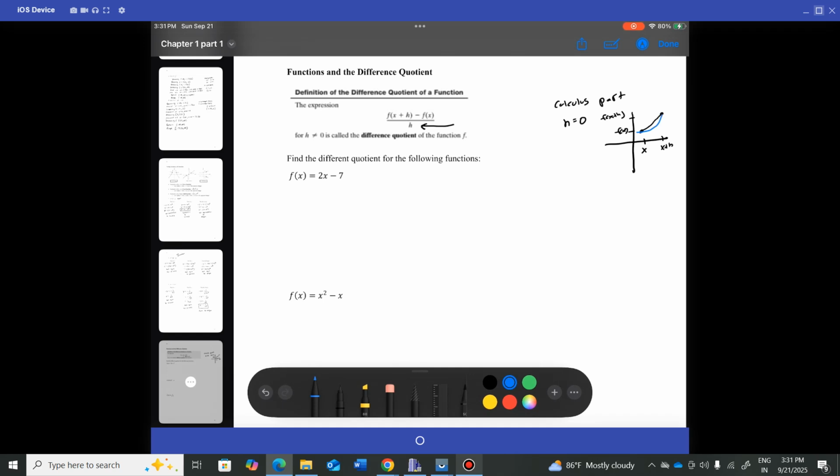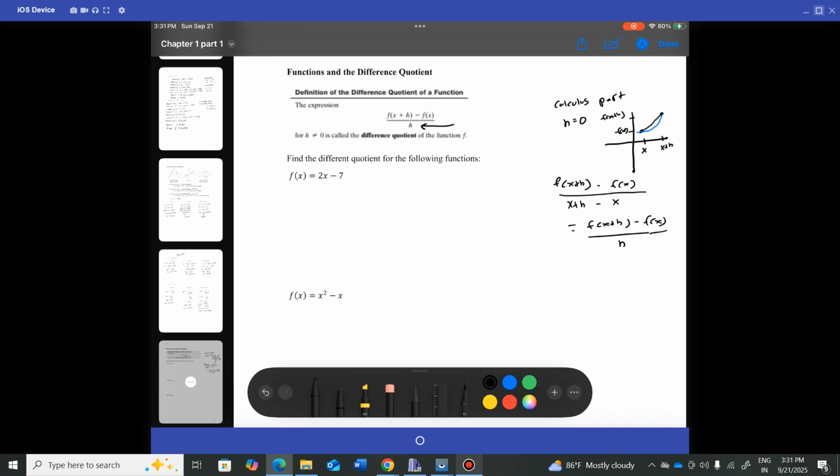Okay, and so slope is just y2 minus y1 over x2 minus x1, so f of x plus h minus f of x over x plus h minus x, and so you end up getting f of x plus h minus f of x over h. Okay, and so that's how that comes about. So we've got to do the algebra to get this h to divide out.